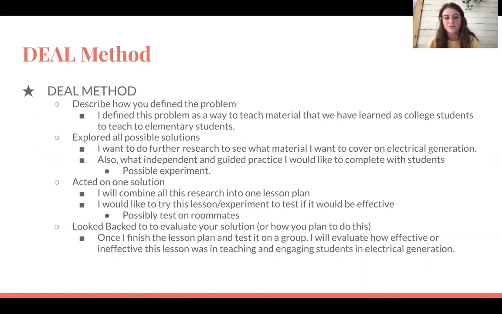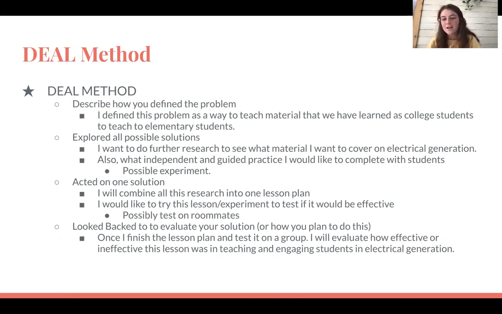Explore all possible solutions. So I want to further research to see what material I want to cover on electrical generation. Right now, I kind of just have the topic and a few ideas, but I really want to narrow down exactly what I want to cover and exactly what I want them to learn. Also, what independent and guided practice I would like to complete with the students. So basically the activities, I would like to do some kind of experiment. I feel like that'd be really fun to do and a great way to have a visual representation.